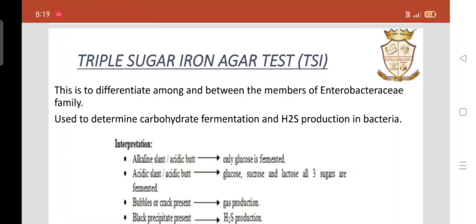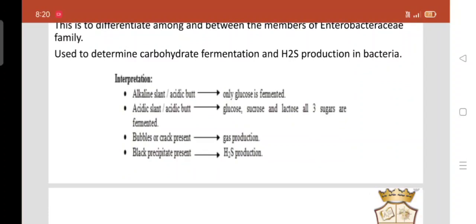Next test is the triple sugar iron agar test. This is to differentiate among the members of the Enterobacteriaceae family, used to determine carbohydrate fermentation and H2S production in bacteria. Interpretation: alkaline slant or acidic butt gives only glucose is fermented. Acidic slant or acidic butt represents glucose, sucrose and lactose, all three sugars are fermented. Bubbles or cracks present represent gas production and black precipitate present is H2S production.